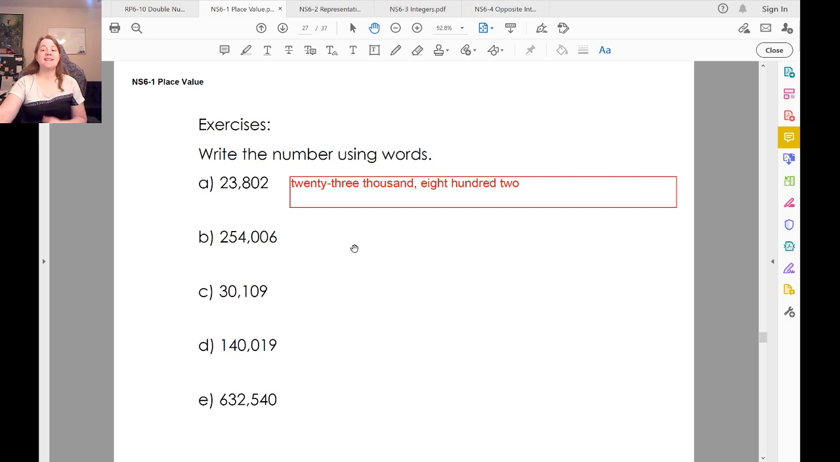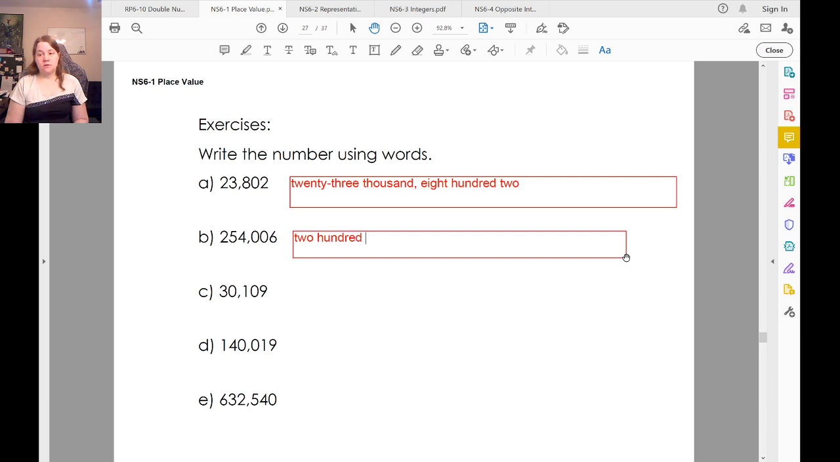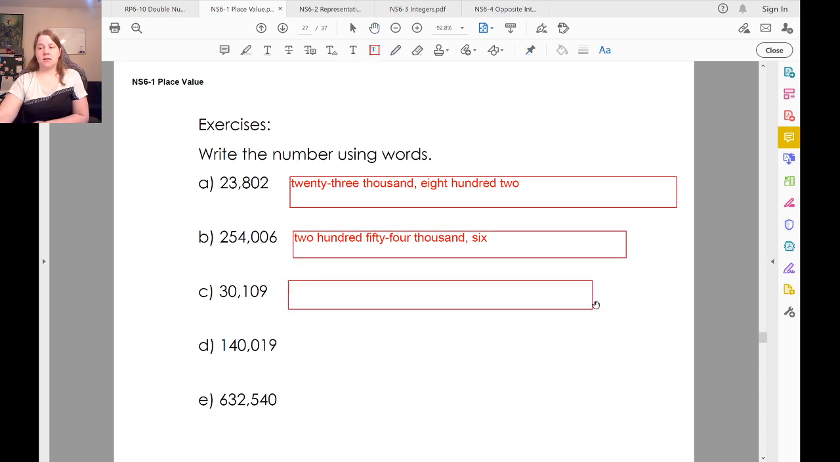So we're just writing the same thing. That first number before the commas, we write it out like it's not anything, and then we put the word thousands on it, and then we write out the second one. So let's go ahead and take a look at the next one. 254,006. Let's take a look at where is it? There it is. Take a look at the next one.